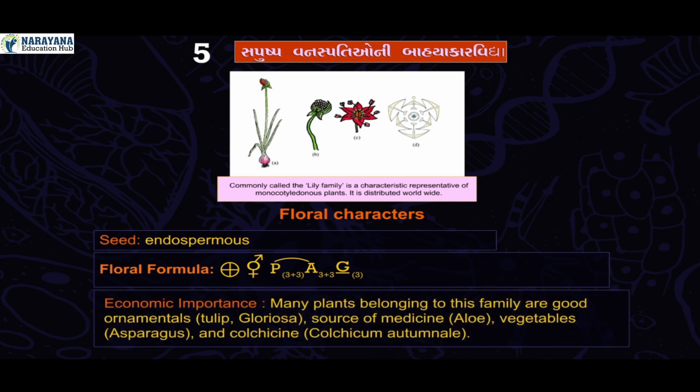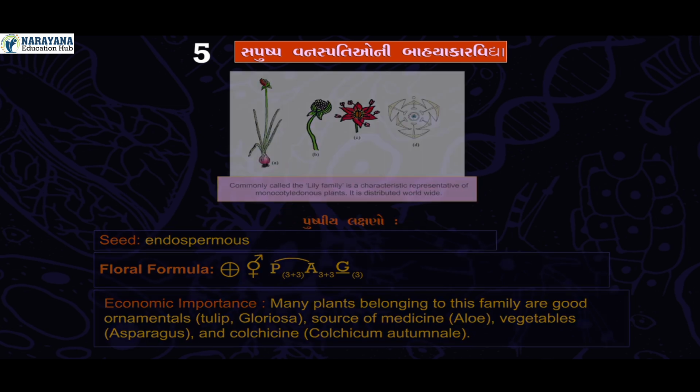Many plants belonging to this family are good ornamentals, that is, tulip, gloriosa. Source of medicine, that is, aloe. Vegetables, that is, asparagus, and colchicine, that is, Colchicum autumnale.